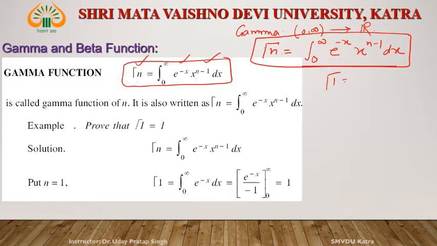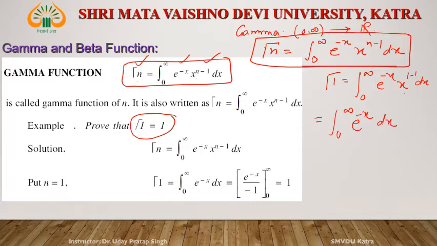Okay, then see, what is gamma of 1? Gamma of 1 is equal to the integral 0 to infinity. See, gamma of 1 is 1. How can we prove it? Integral 0 to infinity e to the power minus x, x to the power, what is the value of n? That is 1, 1 minus 1 dx. Then this is equal to the integral 0 to infinity e to the power minus x, x to the power 0 is 1 dx, right?